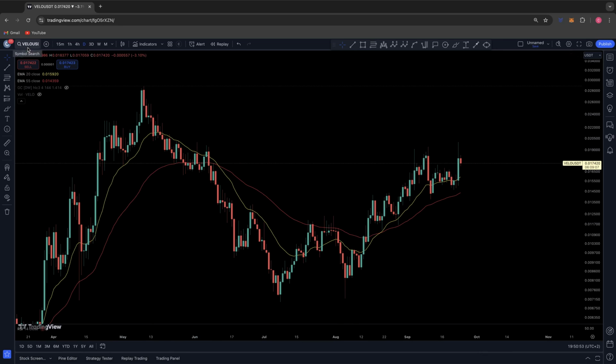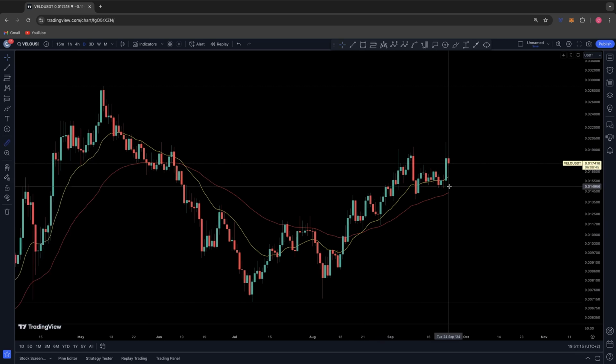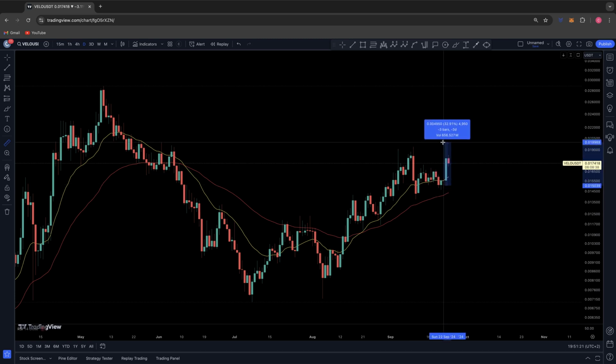Today we will be discussing VELO. The ticker is VELO against USDT on the daily time frame. Yesterday we had a very nice move from 0.015. We ran up to 0.02 and actually closed the move out yesterday at 0.018.